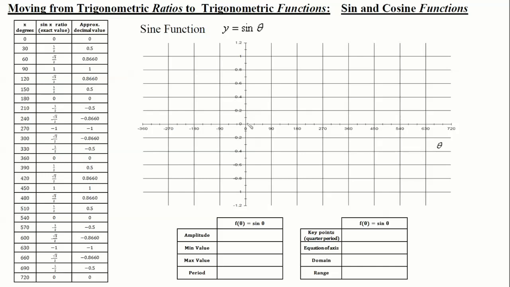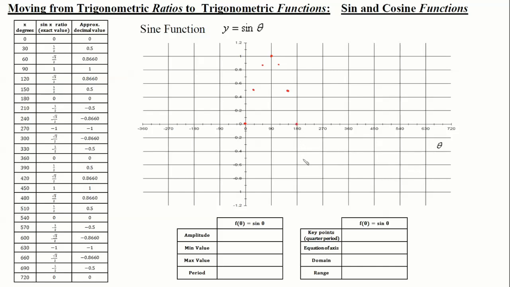Okay, so we start at 0, 0. 30 degrees, we're at 0.5. 60 degrees, we're at about 0.866, somewhere about there. And 90 degrees, we're at 1. 120 degrees, again, we're at 0.866. 150 degrees, we're back at 0.5, and 180, we're at 0.